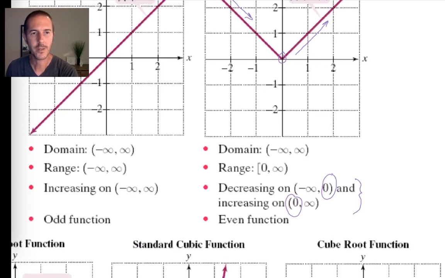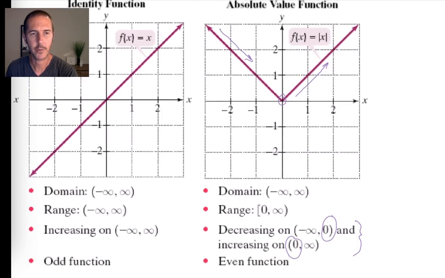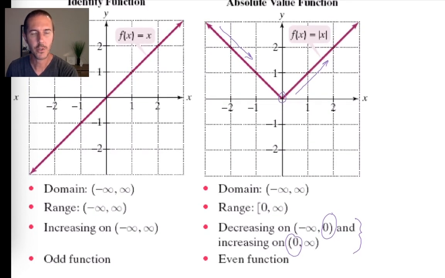This would also be considered an even function, the absolute value function, because it is symmetric about the y-axis. We could pick a point anywhere on the graph, and if we go a certain distance over to the y-axis, and then we travel that same distance to the other side of the y-axis, we will land at another point on our graph. That's one way to explain what symmetry about the y-axis means.